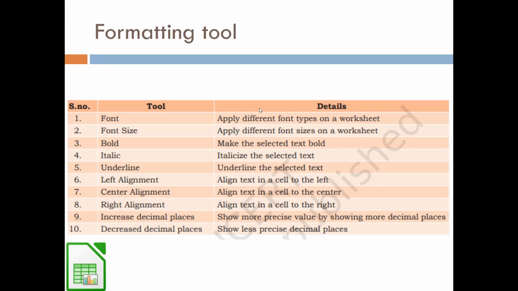Next, formatting tools. There are different types of formatting tools. These are the formatting tools I observe here: font size, bold, italic, underline, left alignment, center alignment, right alignment, and increasing decimal places, decreasing decimal places. So these are the formatting tools.